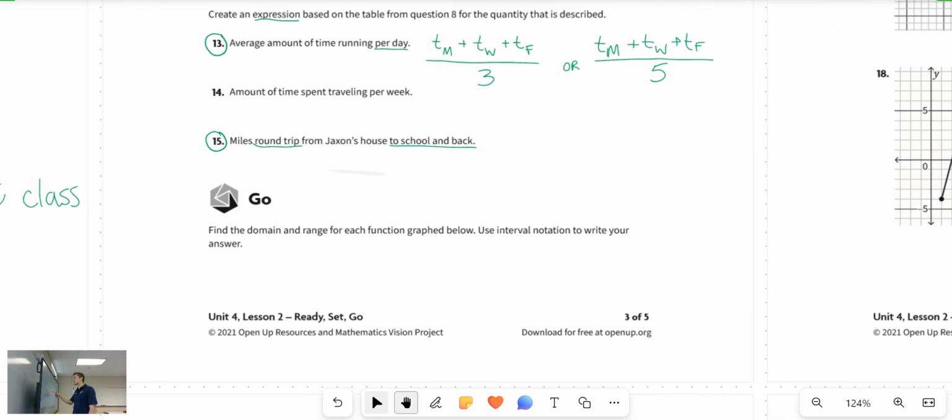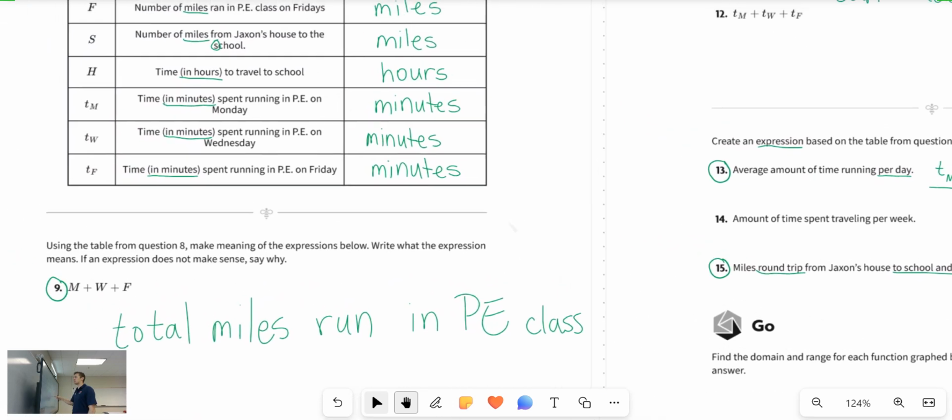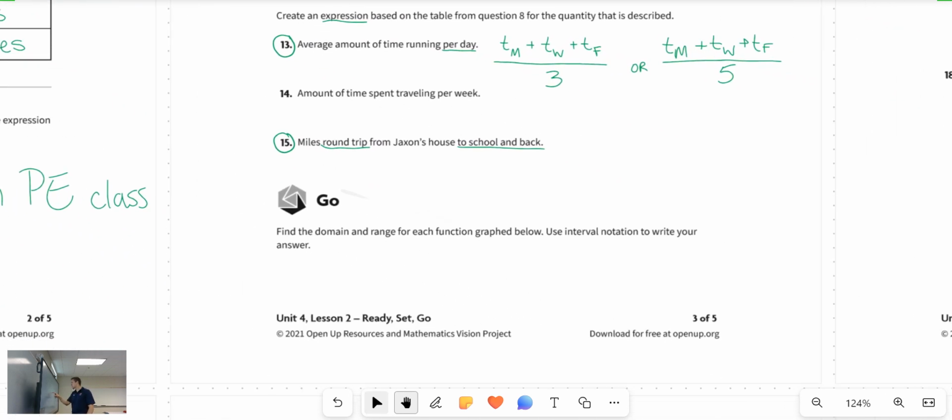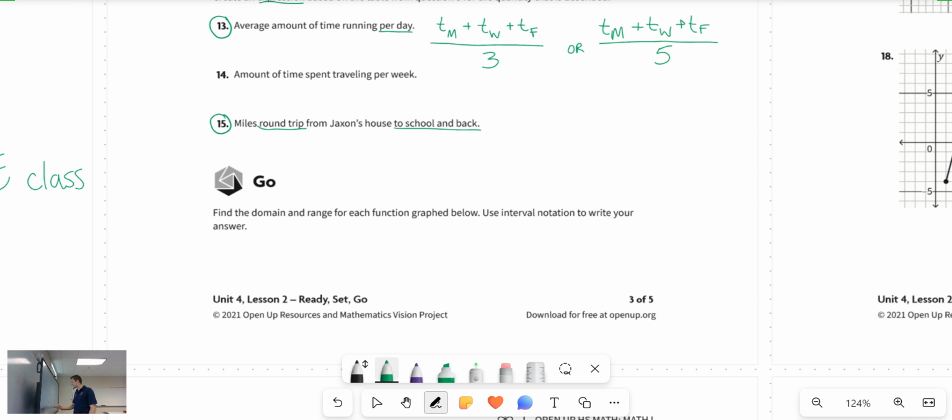So what is the symbol that's used for the distance between Jackson's house and school? The number of miles from Jackson's house to the school is S. Okay, so S is the number of miles. So I think here we're going to have 2S. That didn't write. That's not a 2. There we go. If we have just S, that would be the miles from Jackson's house to school, but 2 of those would be the round trip from Jackson's house to school and back.